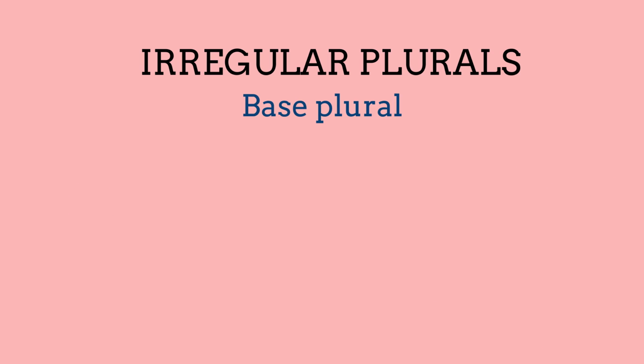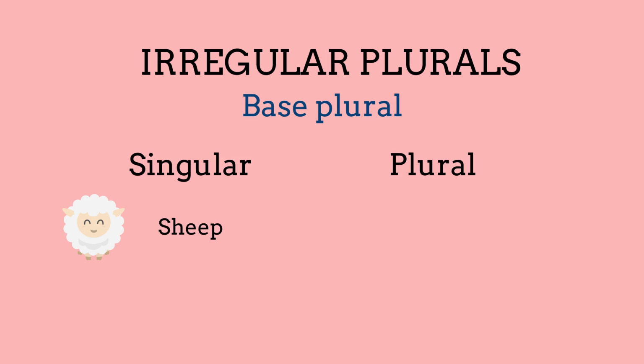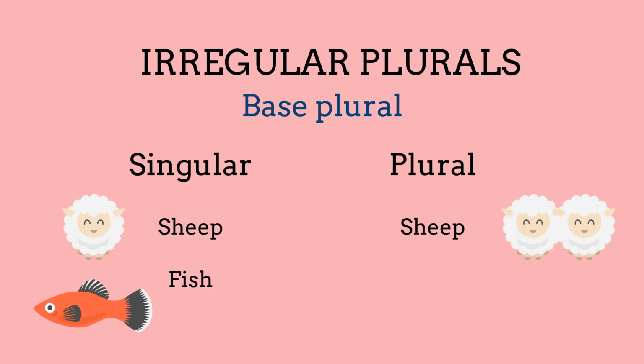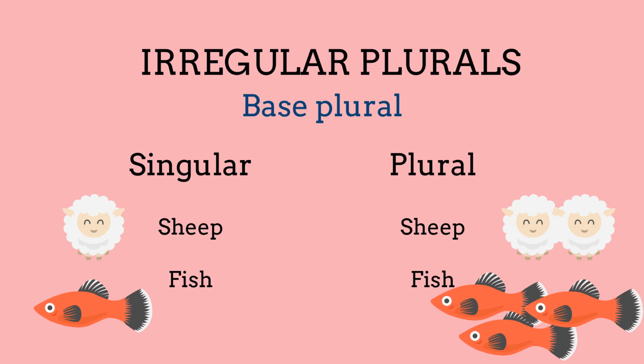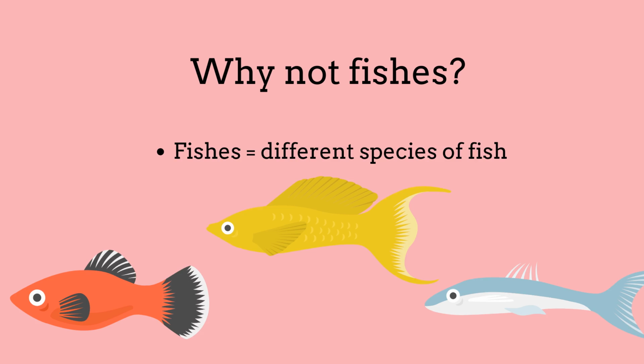Third type, base plural. Like we say sheep. Its plural form is sheep. Fish also remains fish. But I've heard fishes so many times. Why can't we say fishes? When different species of fish are discussed, then the term fishes can be used.